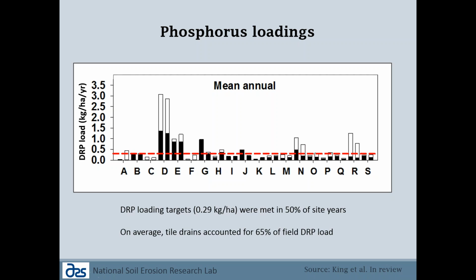So for these sites that we've been monitoring, which we feel are pretty representative of the agricultural practices that are being implemented throughout the western Lake Erie Basin, the loading targets are being met in 50% of the site years. So that means 50% of all the sites in all the years that we've monitored have met the dissolved phosphorus loading targets. And on average, the tile drains accounted for 65% of the total field dissolved phosphorus load.